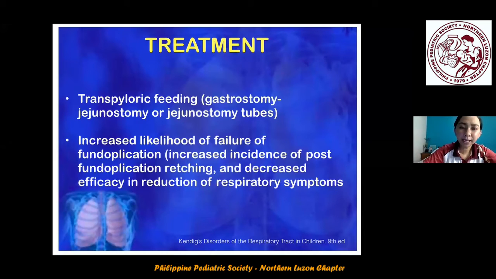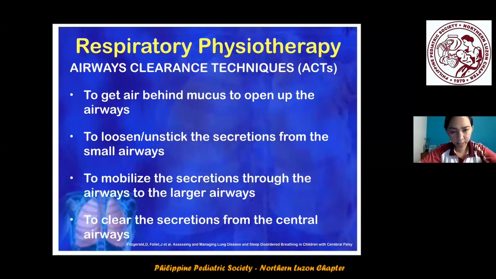So now to address the problem of impaired airway clearance, we have respiratory physiotherapy, which plays an important part of the management. Airway clearance techniques work by getting air behind the mucus to open up the airway, and then loosen the secretions from the smaller airways and mobilize them to the larger airways, then clear the secretions from the central airways. So in cerebral palsy, the following techniques may be helpful.